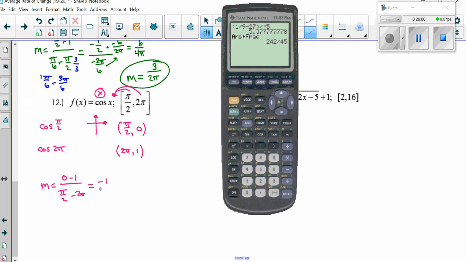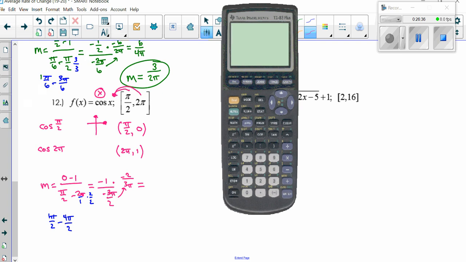So my numerator is -1. For my denominator, I'm going to get a common denominator. So this is over 1, which means I can multiply it by 2. Okay, that's going to give me pi over 2 minus 4 pi over 2. So 1 minus 4 is -3 pi over 2. Okay, I'm going to multiply by the reciprocal. Multiply by -2 over 3 pi.